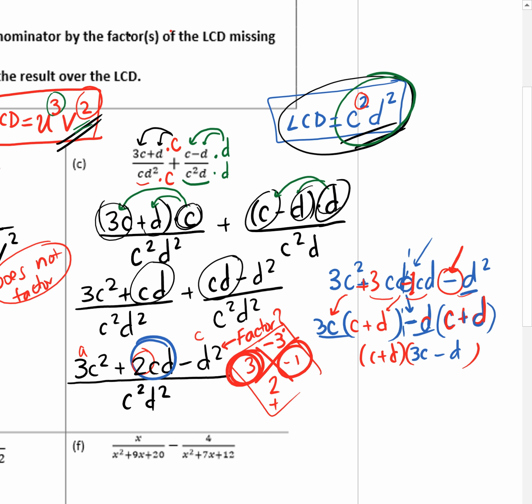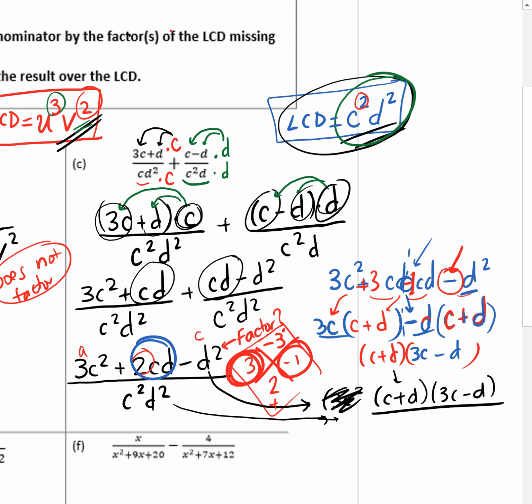Alright, that means we can rewrite this numerator in its factored form like that. 3C, the C plus D. I just wrote it above. And then 3C minus D. And then the denominator, we said it's only one term, so it can't really factor. There's not much you can do.